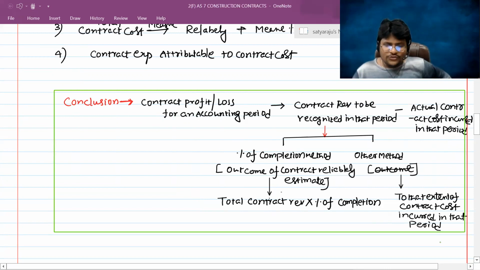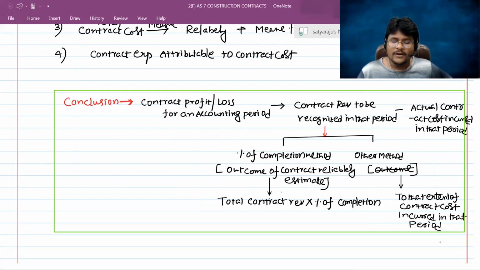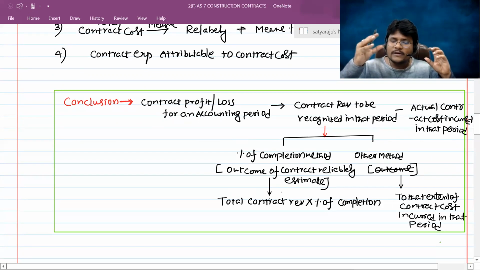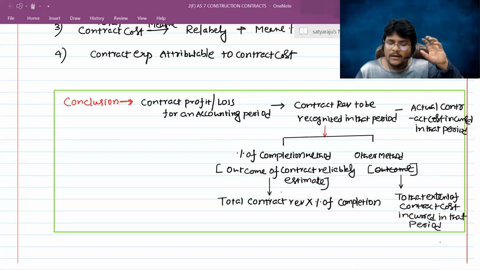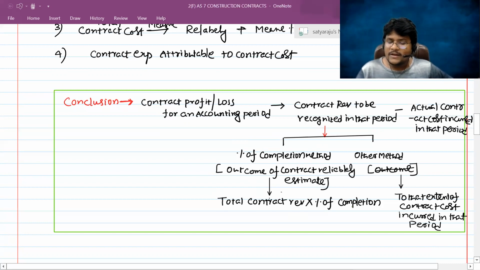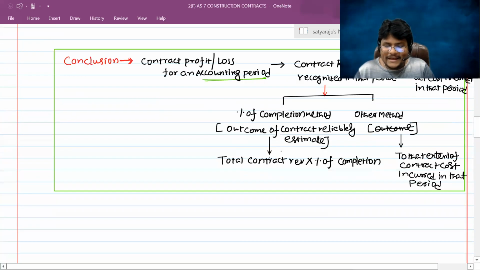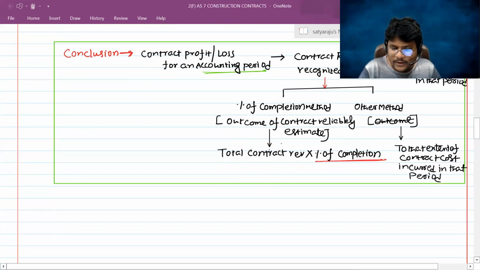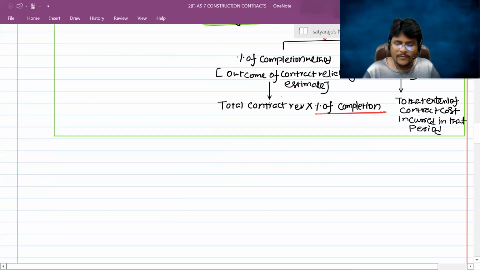So this much of process you have to check to calculate the contract profit or loss to be recognized for a specific accounting period. That is contract revenue related to that specific period, actual contract cost incurred. Sir, contract revenue to be recognized in the particular period: if outcome of the contract is estimated reliably, apply the percentage of completion, total contract revenue into percentage of completion. Sir, if you are unable to estimate the outcome of the contract, then you can apply the other method, which is nothing but to the extent of the contract cost incurred in that specific accounting period you can treat it as a contract revenue. Then the difference is nothing but contract profit or loss to be represented in a specific accounting period. Now the next question coming into your mind, I know, sir, how to calculate this percentage of completion? Now all of you please observe here, guys.